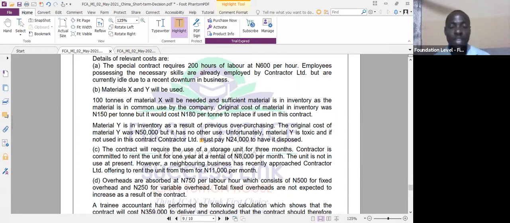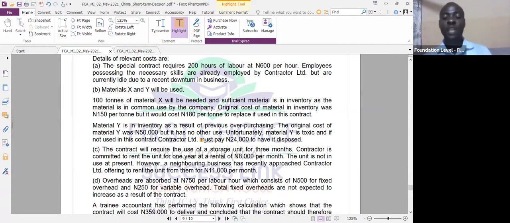This new cost is going to be 11,000 naira. We can break it down into two: 8,000 naira for the rent of the store and an additional 3,000 naira above the rent of the storage. And the next one, overheads are absorbed at 750. So overhead costs absorbed are not relevant. So the 750 is not that relevant.